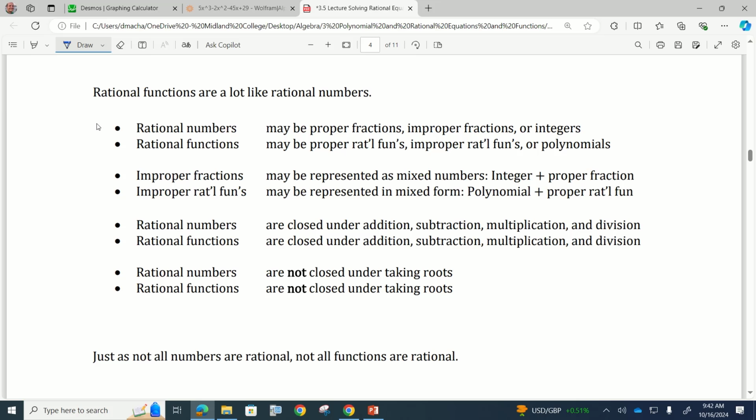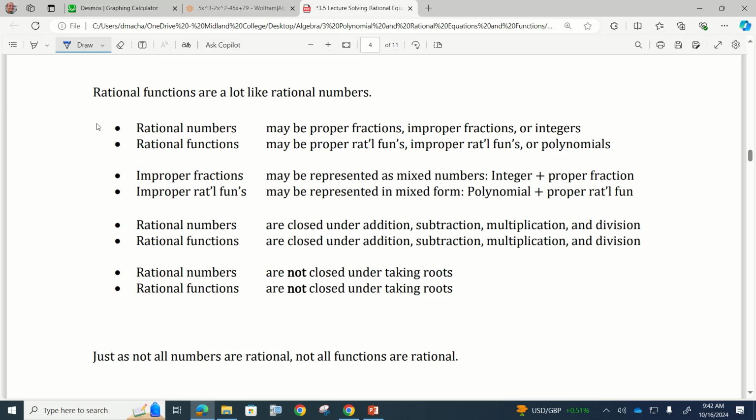Improper fractions could be represented as mixed numbers, where a mixed number is an integer plus a proper fraction. Well, an improper rational function could be represented as a mixed form, where you have a polynomial, which is a lot like an integer, plus a proper rational function. Rational numbers are closed under addition, subtraction, multiplication, and division. And rational functions are also closed under addition, subtraction, multiplication, and division.